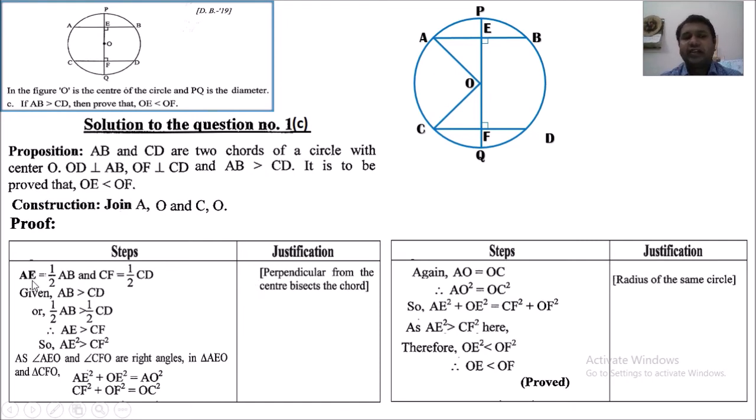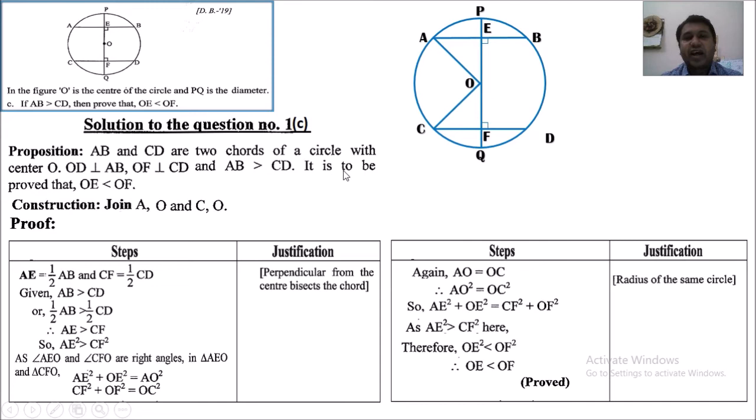We just write AE equal to half of AB, CF equal to half of CD, as they are perpendiculars from the center. We know that it bisects the chord. So AB is greater than CD. So half of AB is greater than half of CD. Half of AB means AE, half of CD means CF. So from that you square both sides: AE square greater than CF square.